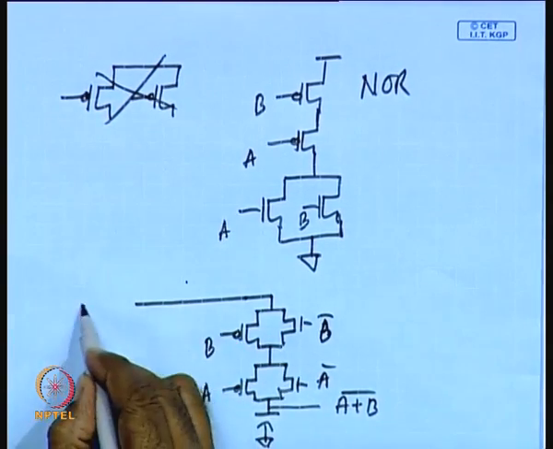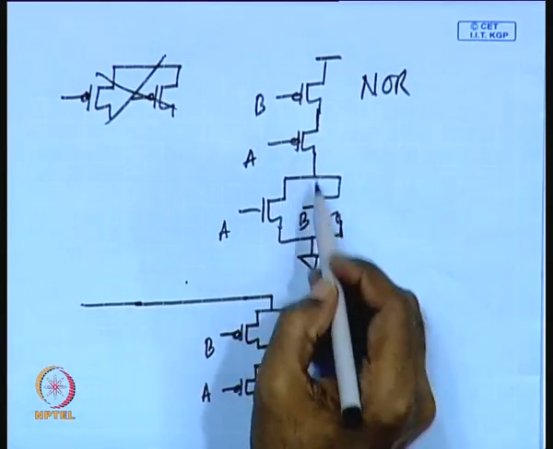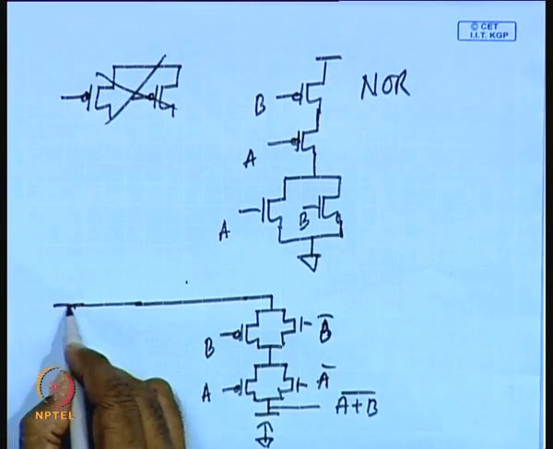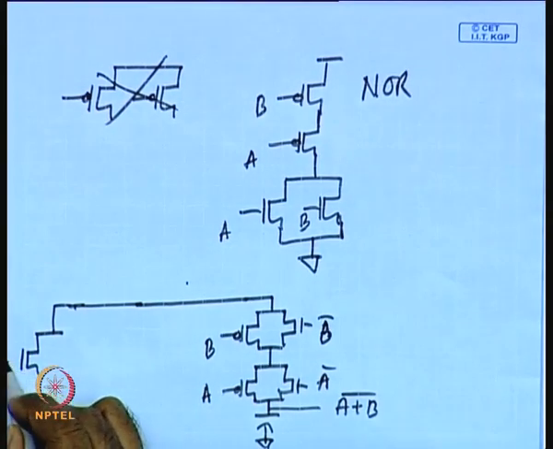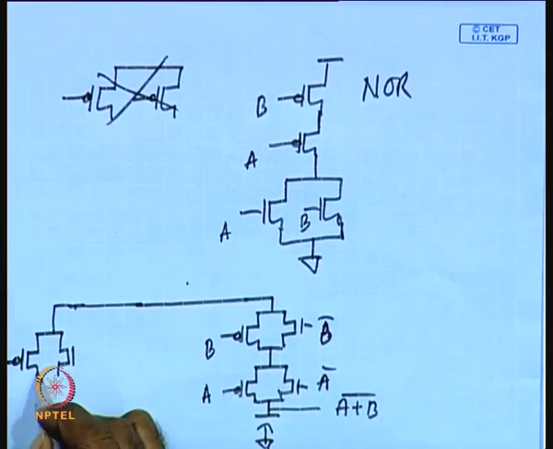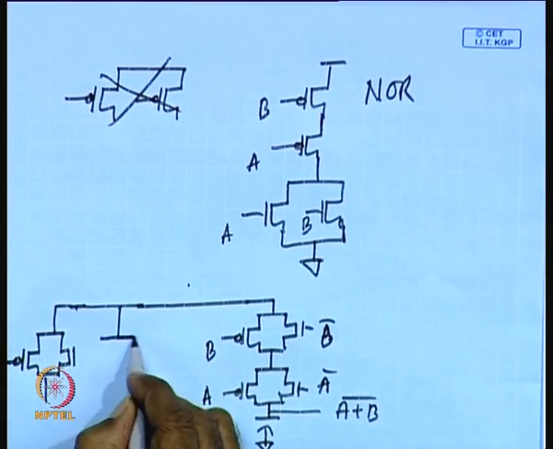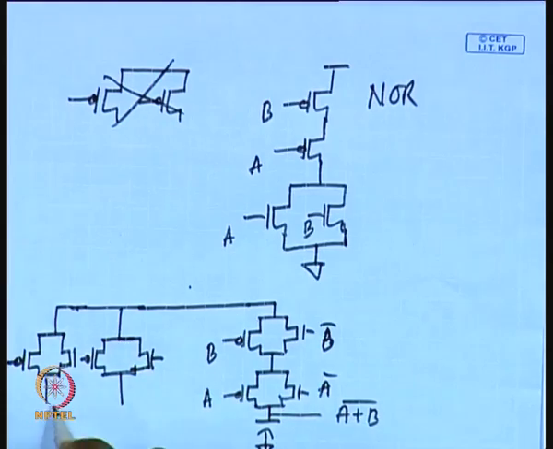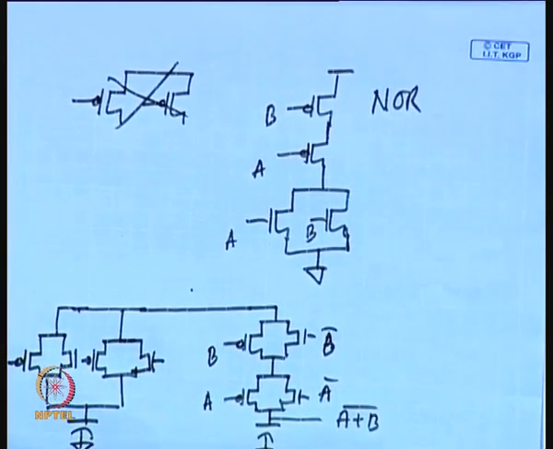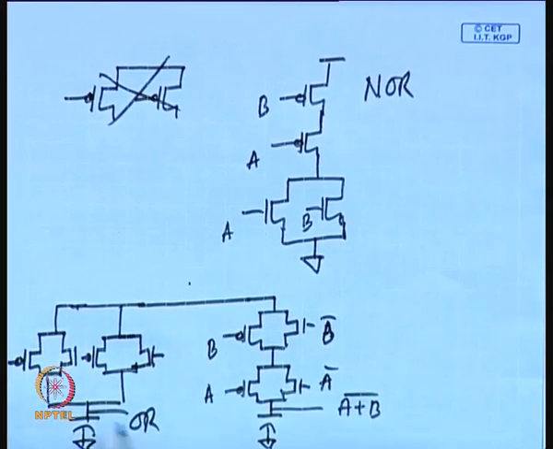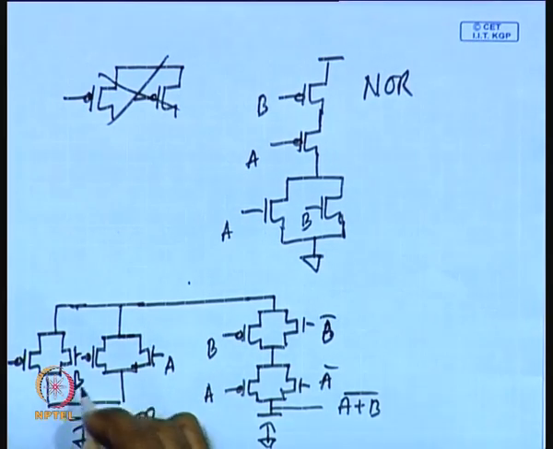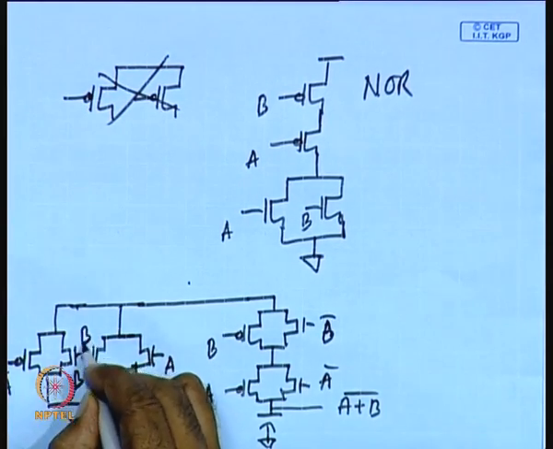Then you will realize the other part. We have considered this part, and now we shall consider the pull down network. In the pull down network, the 2 transistors are in parallel. So, you will require 2 transmission gates in parallel, and that will drive the output capacitance. Here you will get OR, and what will be the inputs? A and B will be applied here, and here will be A bar and B bar.